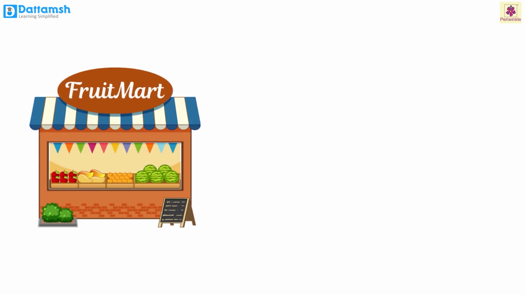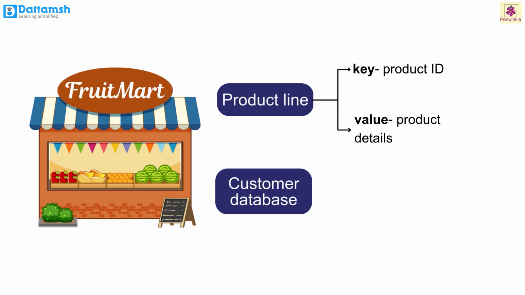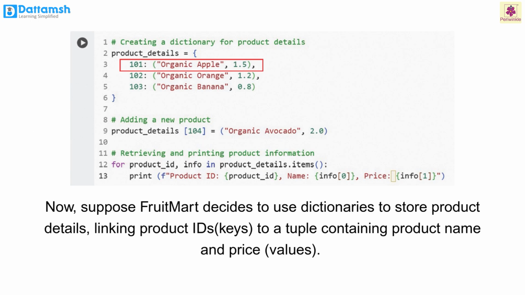For Fruit Mart, dictionaries can help manage the expanding product line and customer database. Product IDs can be used as keys with corresponding product details as values. Similarly, customer IDs can serve as keys to access detailed customer profiles and order histories. Now, suppose Fruit Mart decides to use dictionaries to store product details, linking product ID keys to a tuple containing product name and price values.